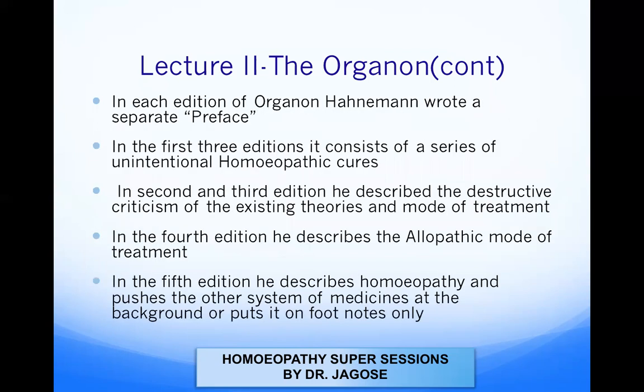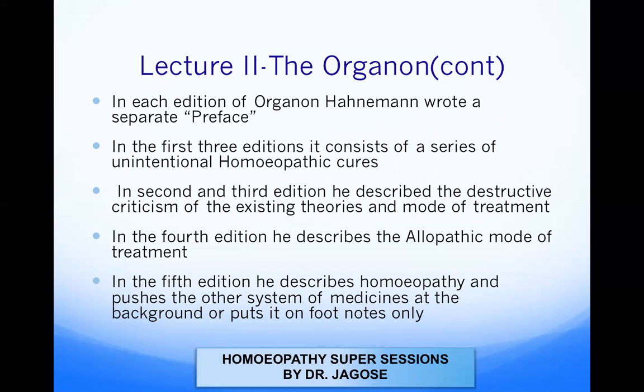In each edition of Organon, Hahnemann wrote a separate preface. So, as you all can see, even in the sixth edition, there's a preface. And in all the editions of Organon which he had written, 1 to 5, the preface was there. In the first 3 editions, it consisted of a series of unintentional homeopathic cures. So, basically, in the preface of the first 3 editions, he gave enough examples of unintentional homeopathic cures.